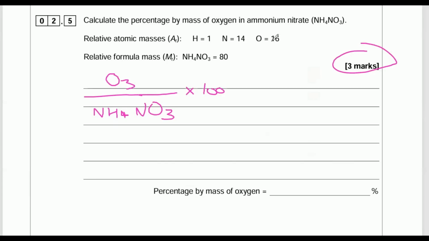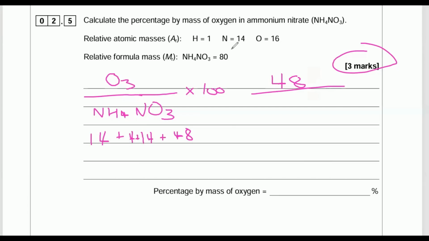Let's go and do that. So I want 3 times 16, that's 48. And then I want to divide that by 14 plus 4, because nitrogen's 14. Each hydrogen is worth 1. So plus 4 plus 14 again. Oops, little plus sign, please. Plus 48 for the 3 times 16. And then I just need to add that all up. Let's see if I can do it in my head. 14 and 14 is 28. Plus 4 is 32. Plus 48 is 80.